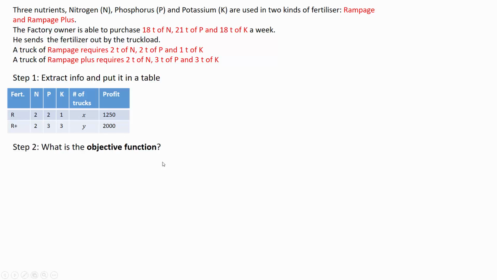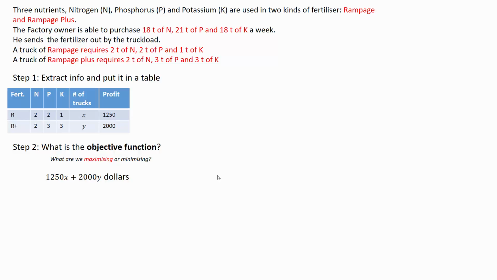So the next step is to look at what the objective function is. The objective function is really all about what am I going to maximize or minimize in this scenario. What do you think I'm doing? I'm maximizing the amount of money I've got.